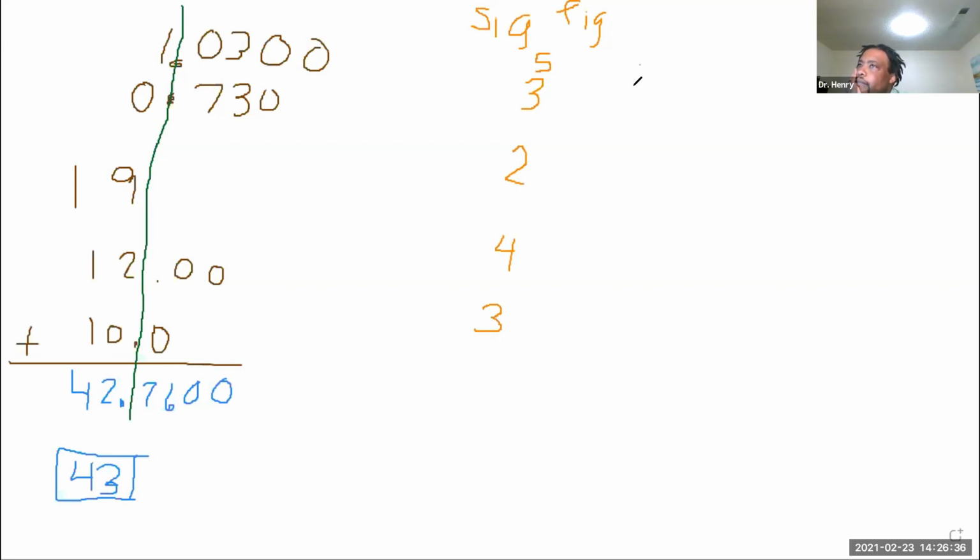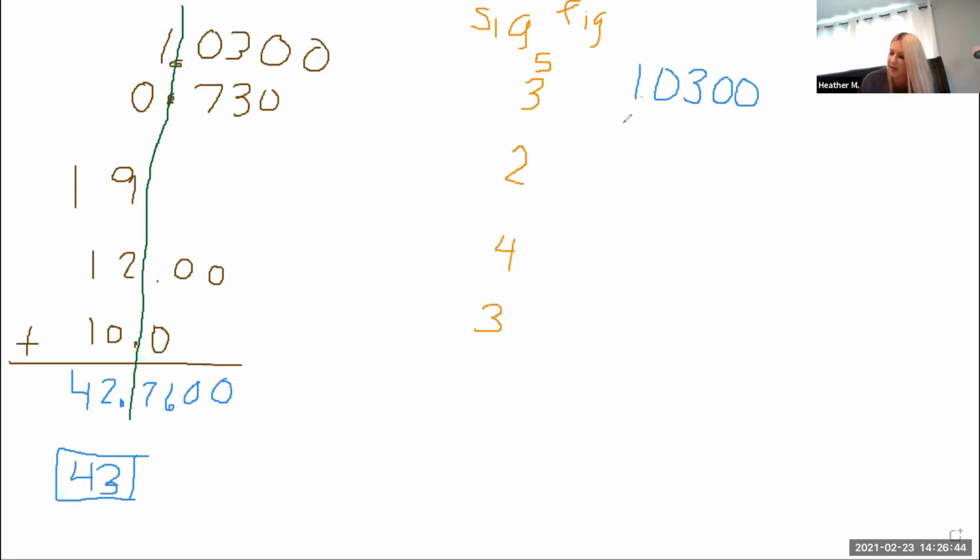Sorry, just quick question really fast. Digressing, if you were going to write 43 with 2 sig figs, how would we write it? You just write it 43, and if you want to ask how many sig figs, just put comma, 2 sig figs, or 2 significant figures.